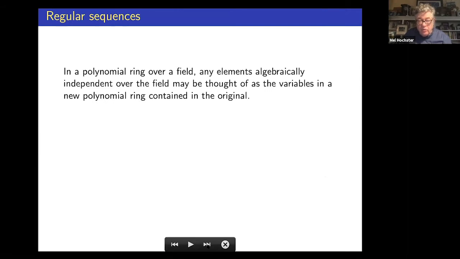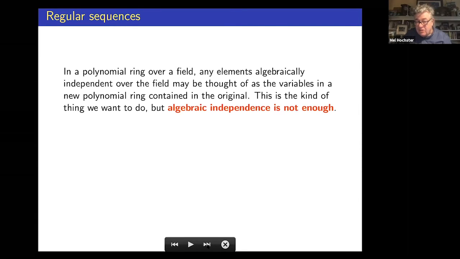So in a polynomial ring over a field, any elements that are algebraically independent can be thought of as variables in a new polynomial ring contained in the original. But as I say, that's not good enough. This is the kind of thing we want to do, but algebraic independence is very far from being enough. It's, I say, not enough. By the way, red statements are kind of cautionary, while green statements mean go for it. To some extent, I wasn't absolutely consistent in picking colors for this, although it was a lot of fun.